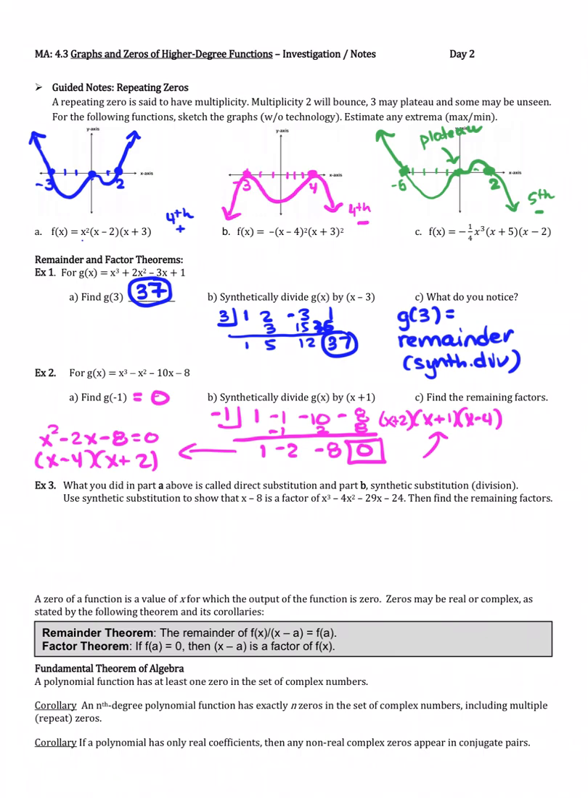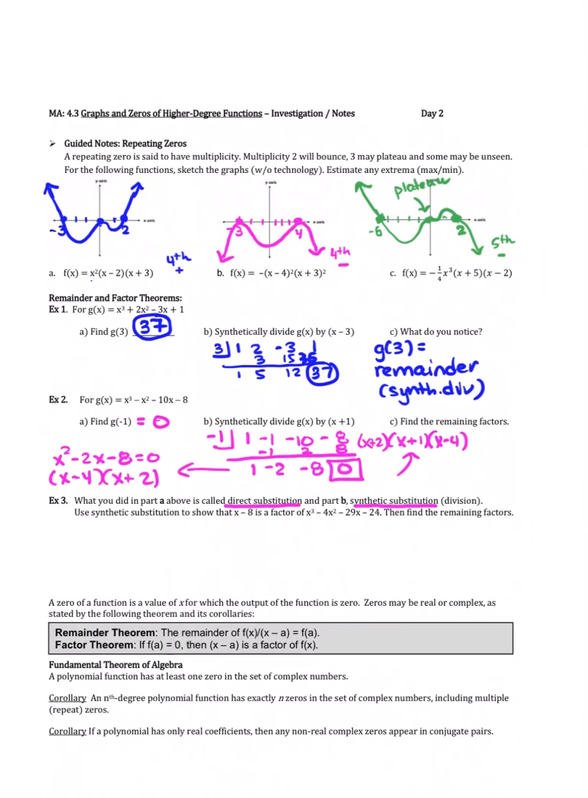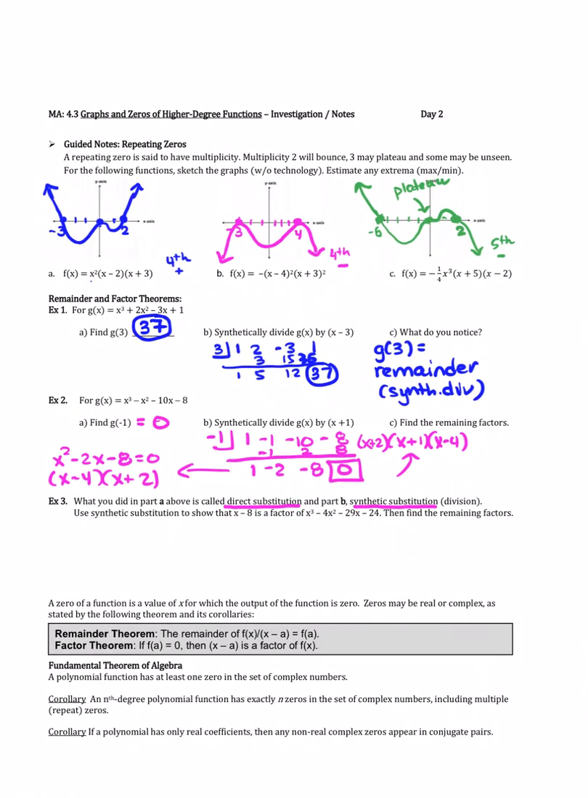So what you did in part A above is called direct substitution, is when you just plug in directly. Synthetic substitution is when you're doing that synthetic division. So to show that something is a factor, you're wanting to get a remainder of 0. So what I would do with that, it's kind of the same concept, but I'll just go through this quickly.